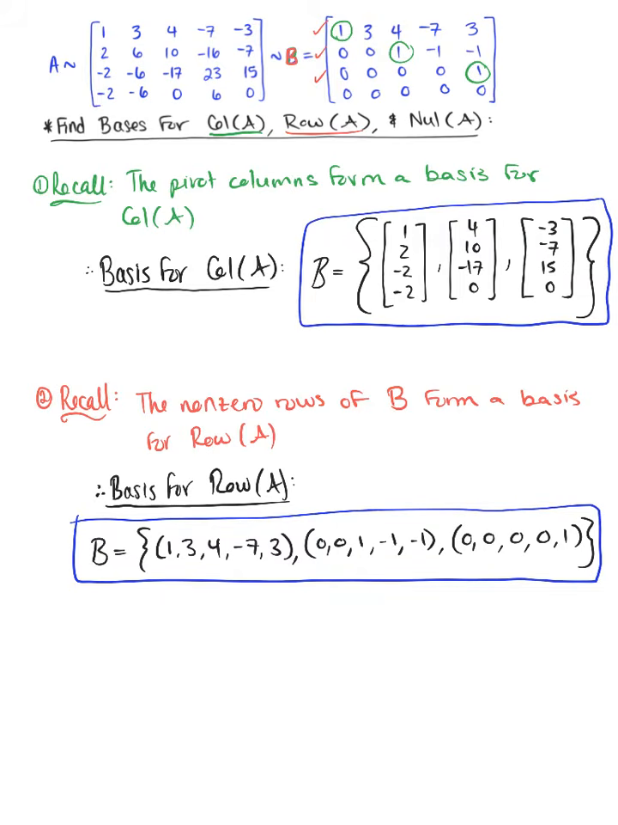And last but not least, we need to find a basis for the null space of A. So let's recall that the spanning set for the homogeneous equation, matrix A times vector x equals the zero vector, forms a basis for the null space of A.